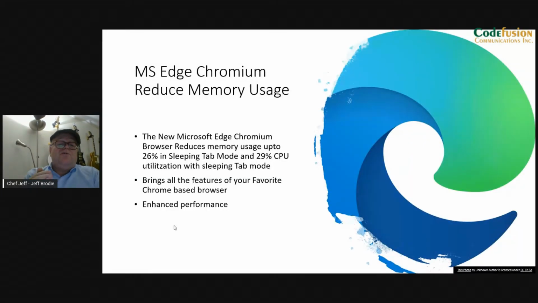So the new Edge Chromium reduces memory and CPU usage with a new feature they call sleeping tab mode. In sleeping tab mode, it releases up to 26% of memory and up to 29% of CPU utilization. Now, it doesn't unload the page. So when you click on the page, it just brings the information back to active usage and into memory and CPU utilization. So it brings all of the features of your favorite Chrome-based browser, and it enhances performance.